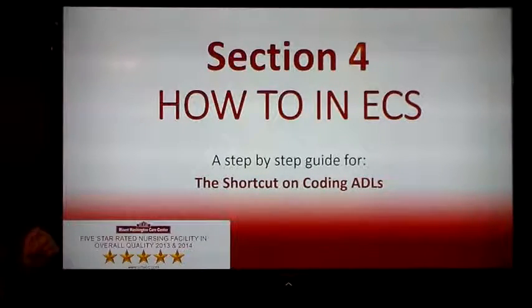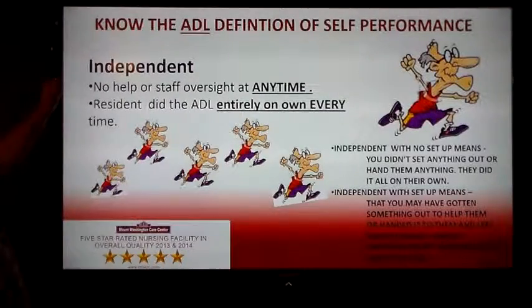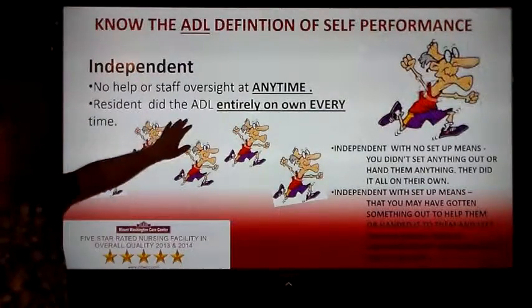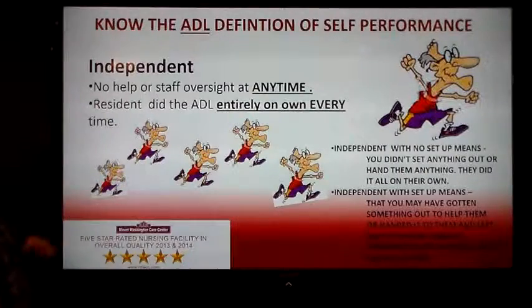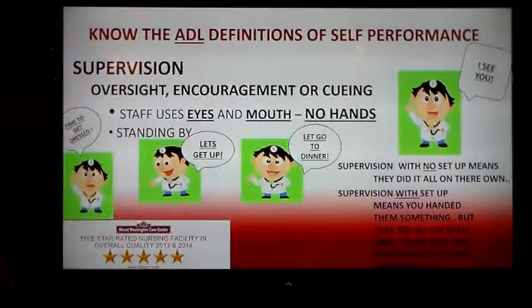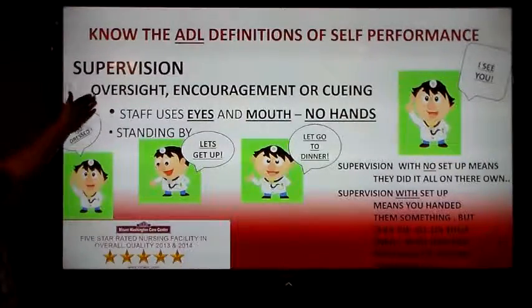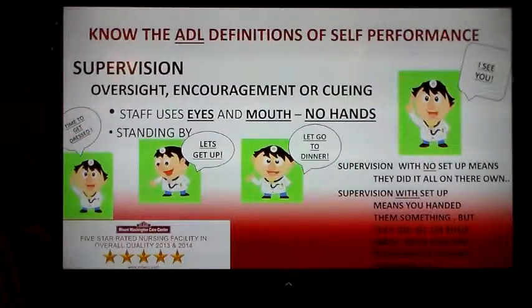Shortcut on coding ADLs. Independent: the resident does it entirely on their own. There's no help with staff oversight at any time. Supervision: oversight, encouragement, or cueing. The staff uses their eyes and mouth, but no hands.